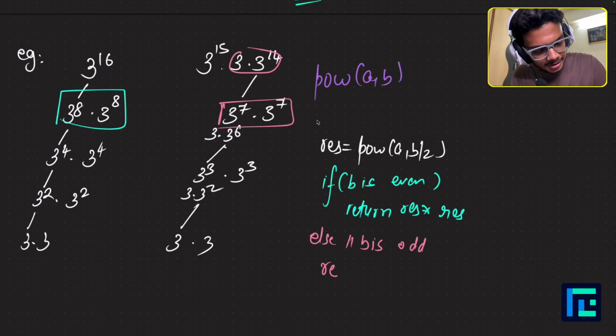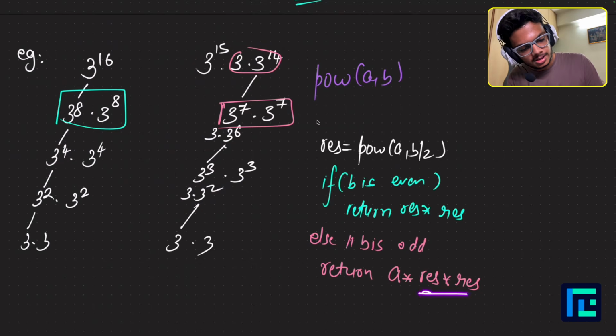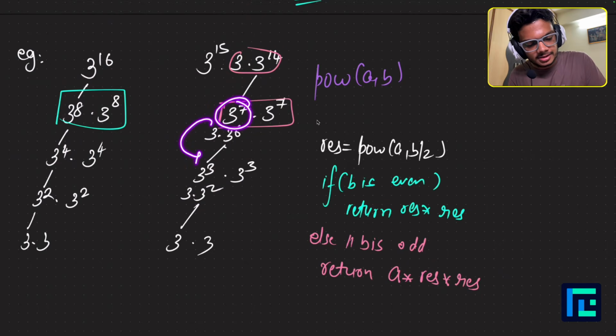So here you will return a into result into result. So this can be 3 power 7 into 3 power 7 and one more time 3, right? So that's what it is. For example, if you want to calculate this 3 power 7, you will need 3 power 3, but the output will be what?